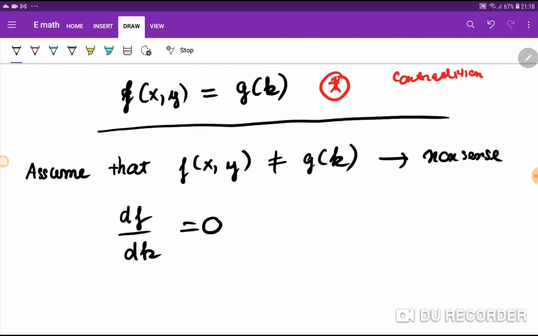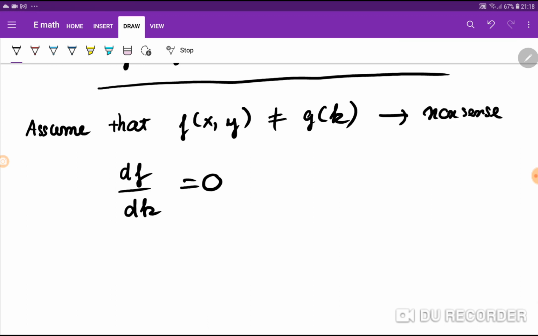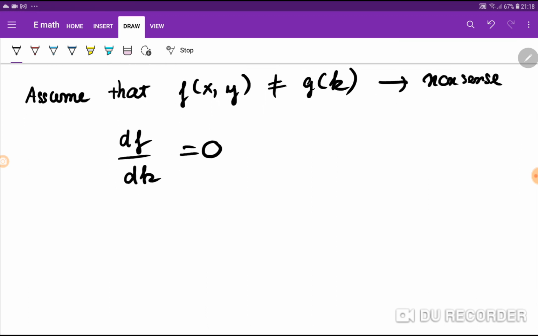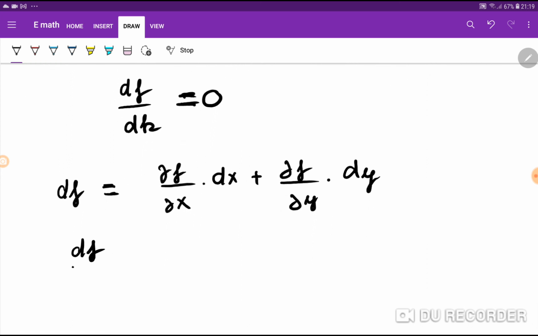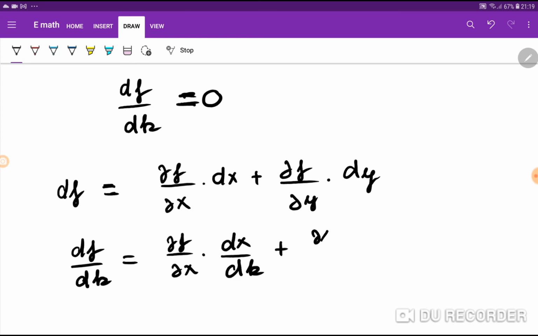Because f is apparently not a function of k, you want to take the derivative and set it equal to 0. So what is df? If you remember calculus 3, since f is a function of x and y, df equals ∂f/∂x times dx plus ∂f/∂y times dy. So what's df/dk? df/dk equals ∂f/∂x times dx/dk plus ∂f/∂y times dy/dk.